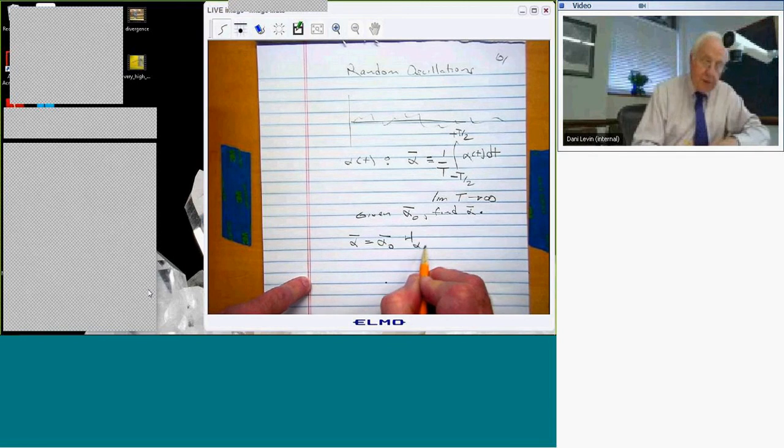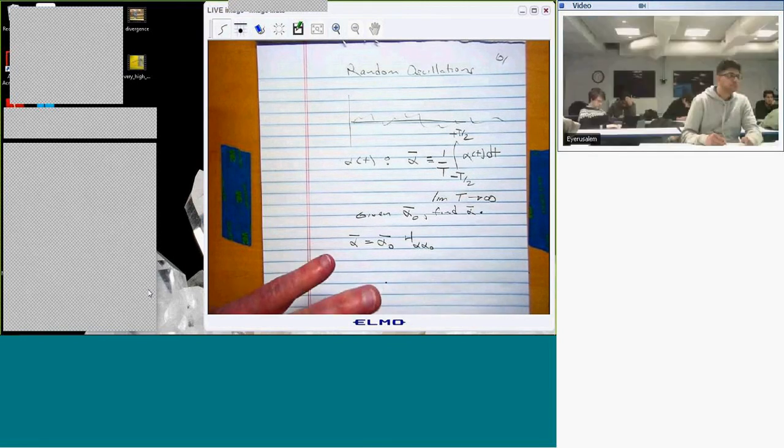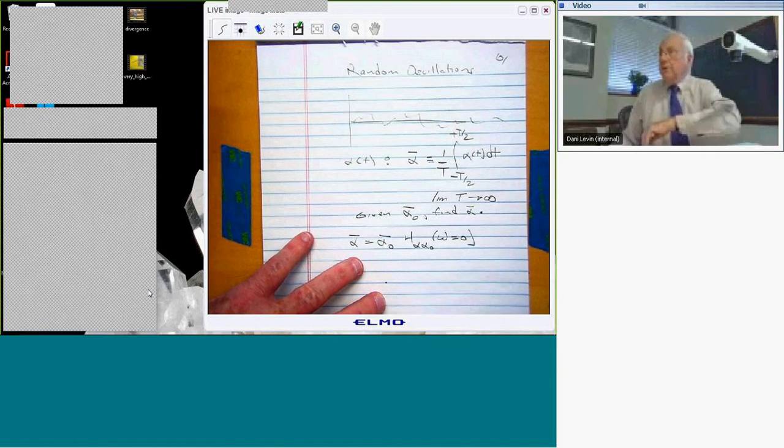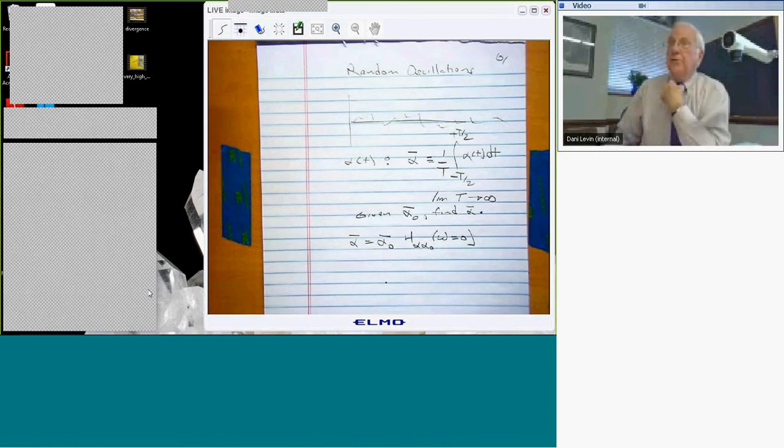Remember, the transfer function involves frequency, right? But it's not just any old transfer function. It's a transfer function evaluated when the frequency is 0. And the transfer function when the frequency is 0 is just the static relationship between alpha naught and alpha. So if I want to relate the mean, and this is true of any linear system, whether it's a random input or not, it's just a statics problem. And people have known this for a very long time. And we can show that in a couple of lines.